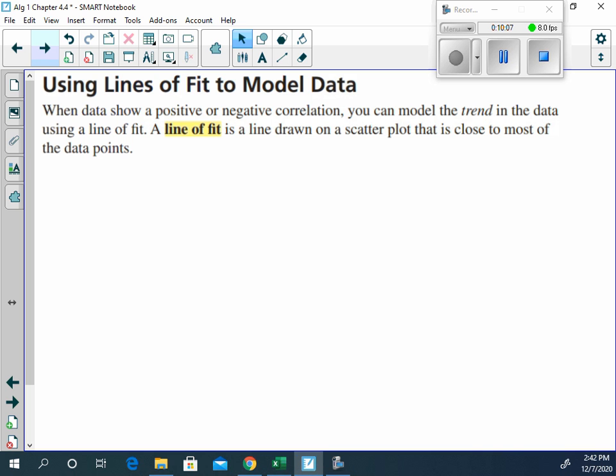Now that line that I was drawing for the ones for positive and negative correlation, that line that we can see the data follows around, that is described as the line of best fit.